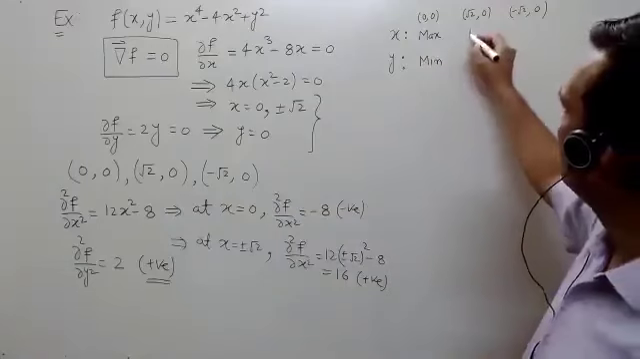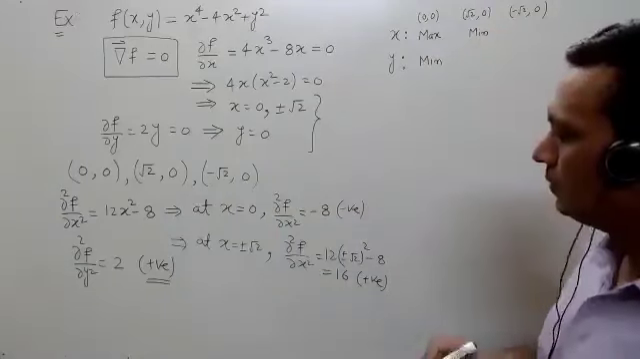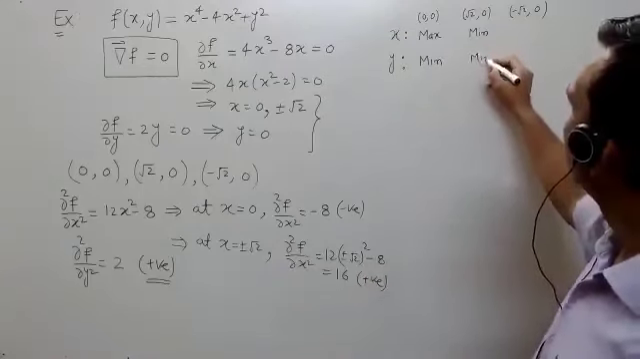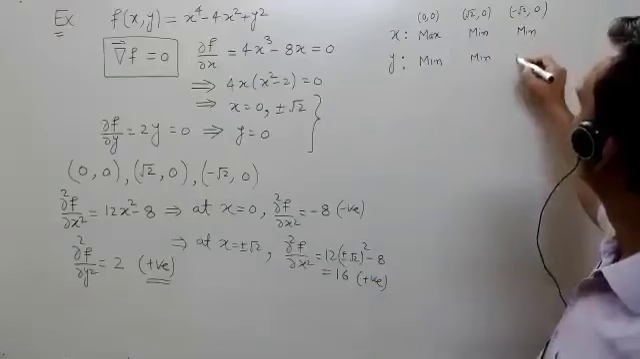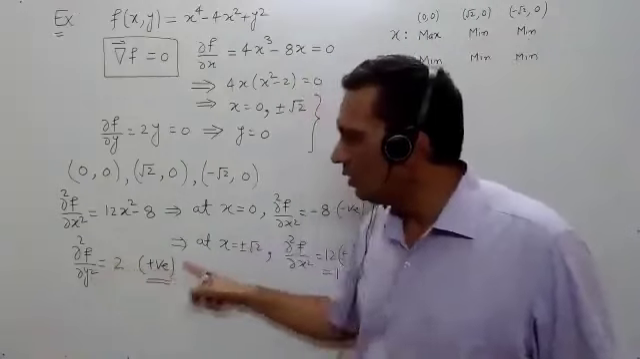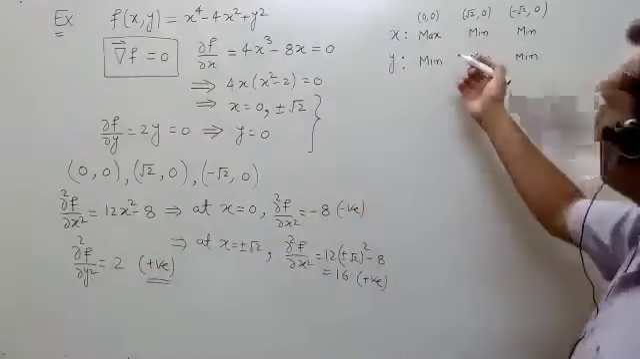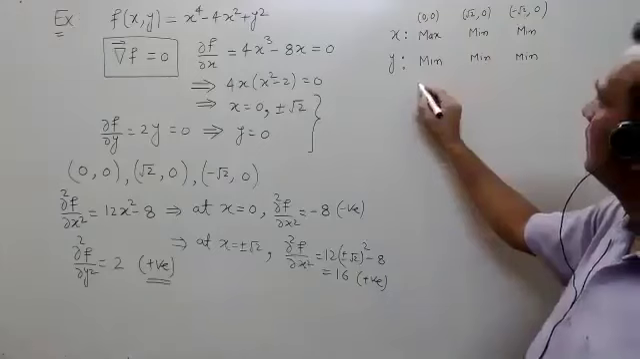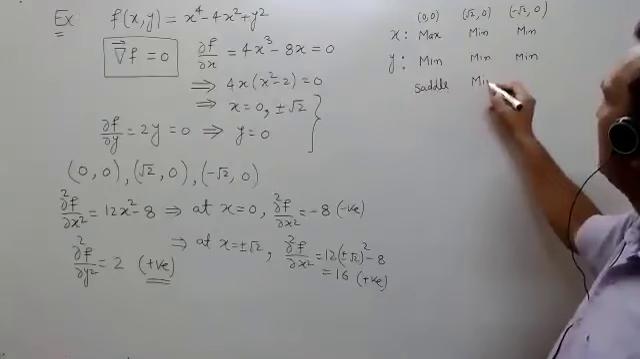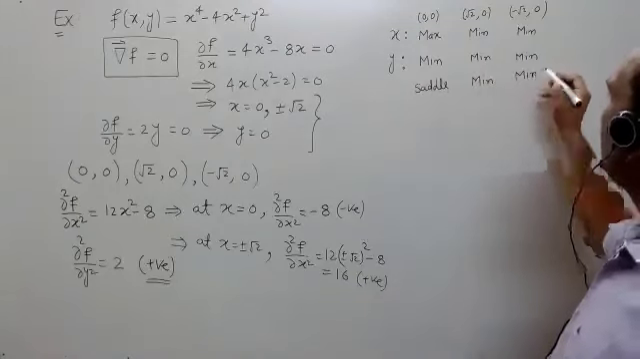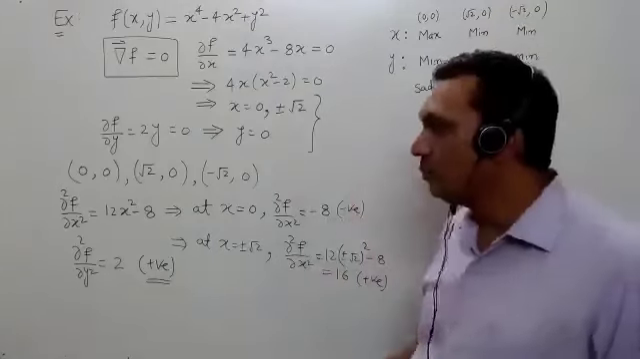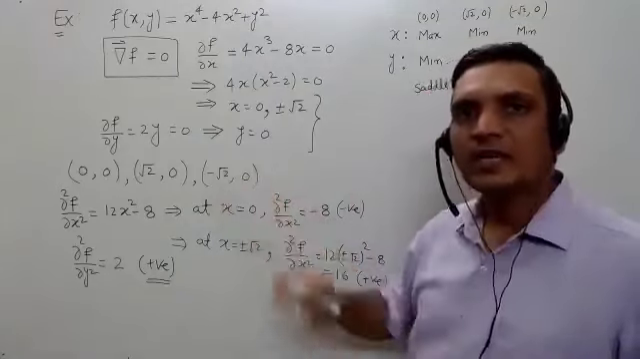Again at root 2, these are minima, because this is a positive value, and positive is for minima. You can see this is positive and y is always positive. So what does it mean? 0, 0 is a saddle point. Saddle point. This is a minimum point and this is also a minimum point. Is it clear? So that is the first case, but sometimes there is an exception to this rule.